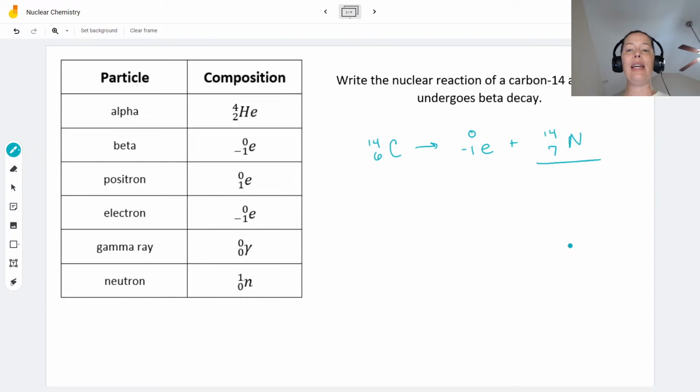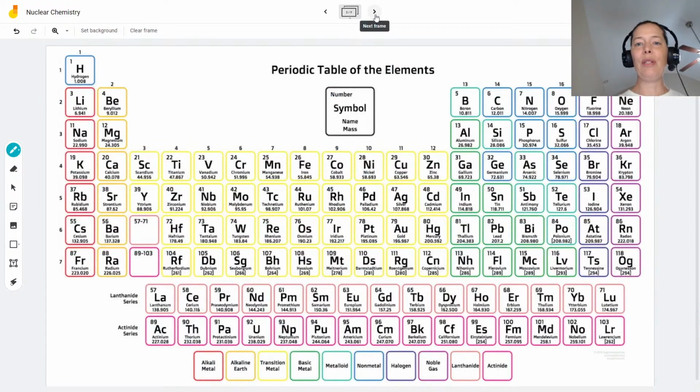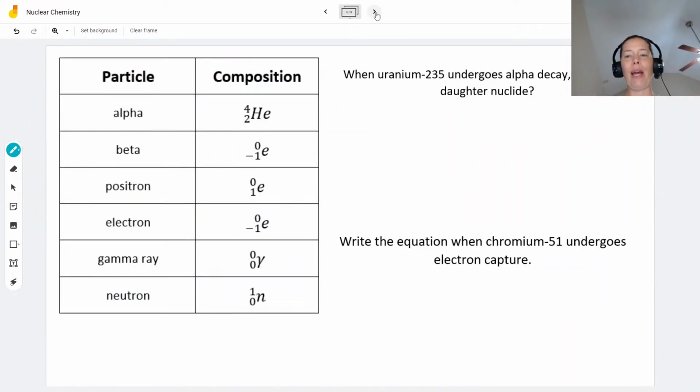And again, the key is that you can even think of it as the top numbers up here have to equal and the bottom numbers down there have to equal. Again, however it makes the most sense to you. All right, so that was our first reaction. But let's do some more. We'll keep this periodic table because we'll flip back and forth to it often. All right, so I still have my table on the left, which gives me all of my particle names and mass numbers and all of that good stuff.